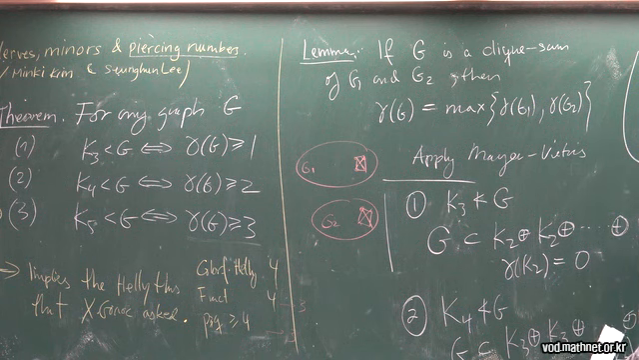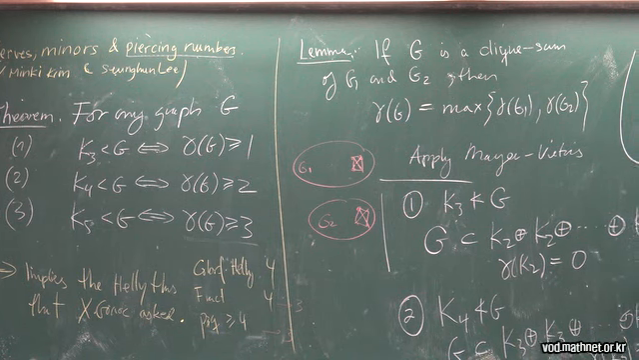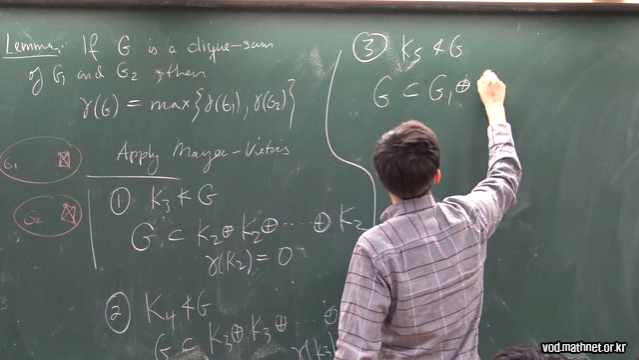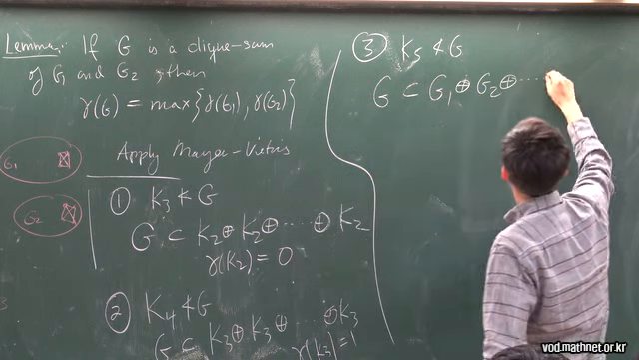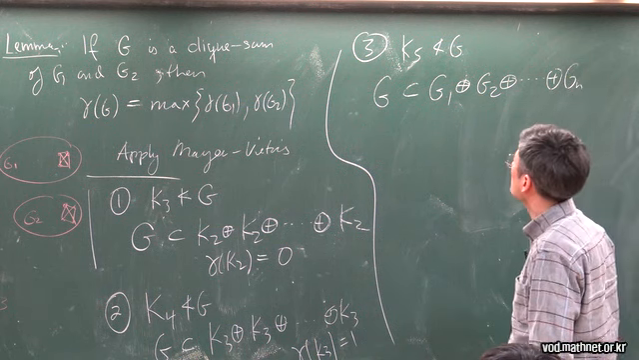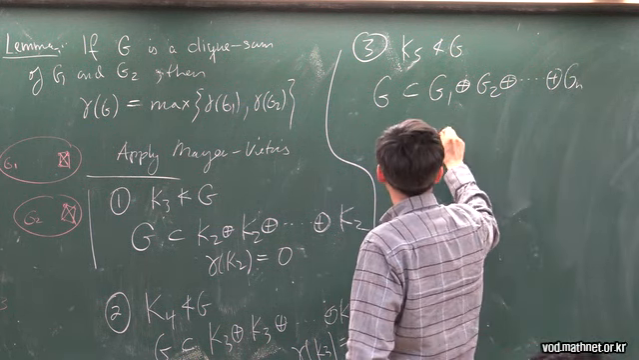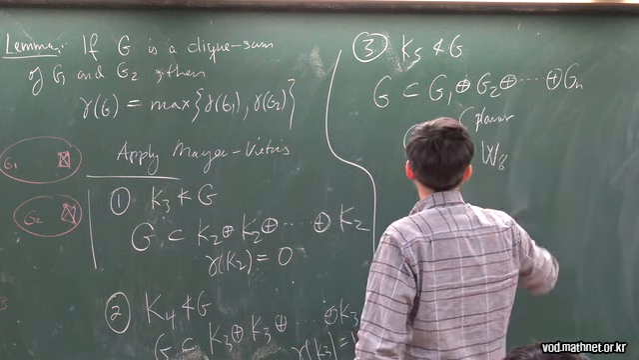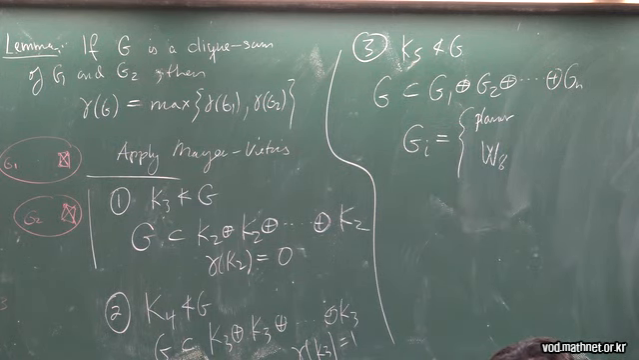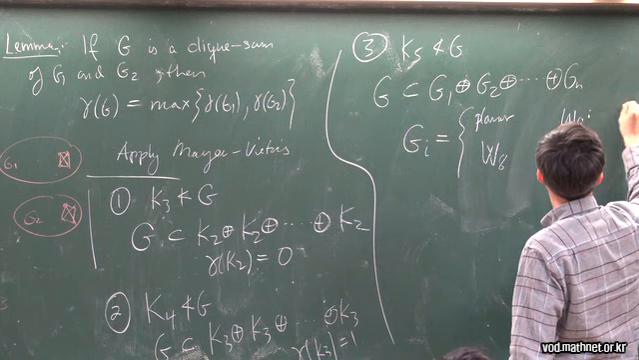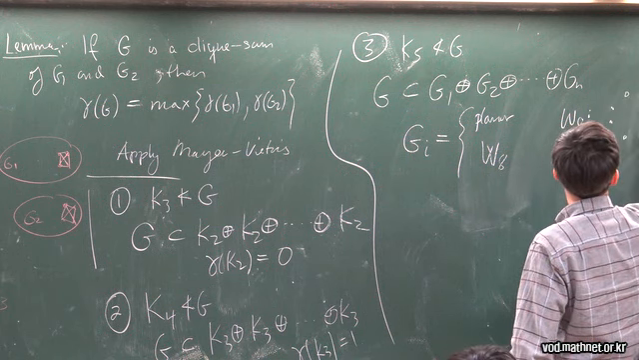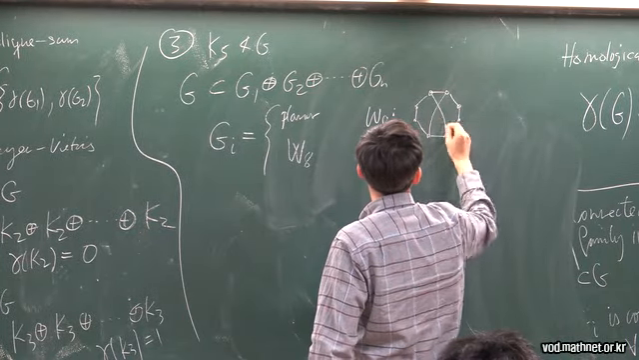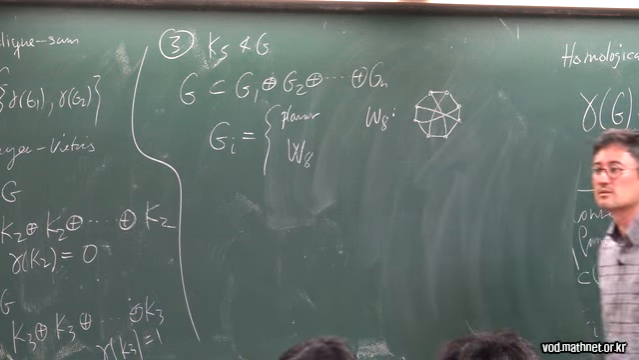So suppose K5 is not a minor in G. Then G is a subgraph of clique sums G1, G2, ..., Gn, let's say, where each Gi is a planar graph or a specific graph called W8, the Wagner graph, which looks like: you take an 8-cycle and then you join antipodal vertices on that cycle, right?